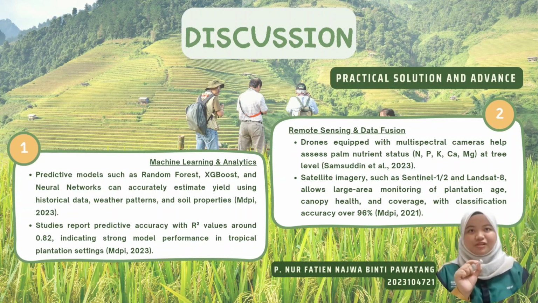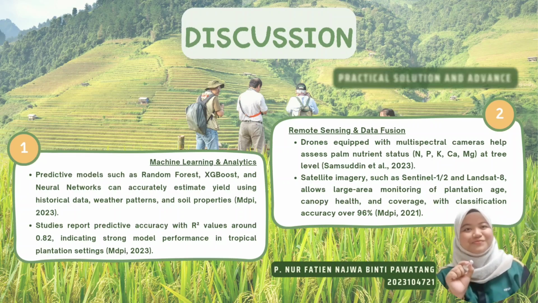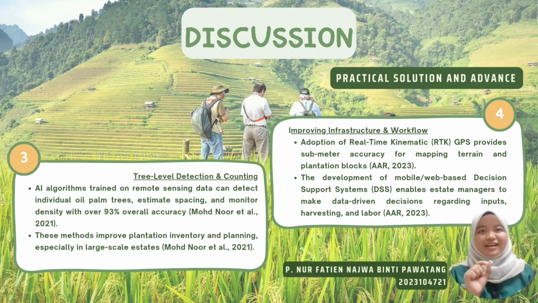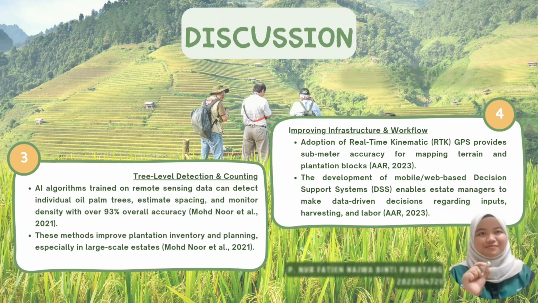Drones with multispectral cameras now enable tree-level nutrient mapping, while AI can even detect individual palm trees from satellite imagery with over 93% accuracy. To succeed, estates must invest in better GPS system, pilot smart tool in selected blocks, and train their workforce to handle new tech. Long-term, this will lead to smarter input use, improved planning, and ultimately higher yields.